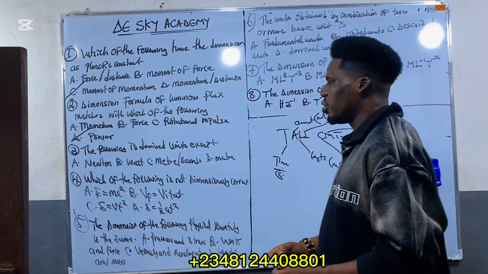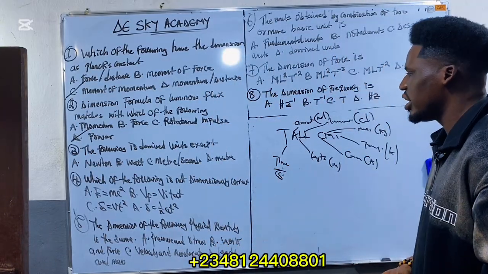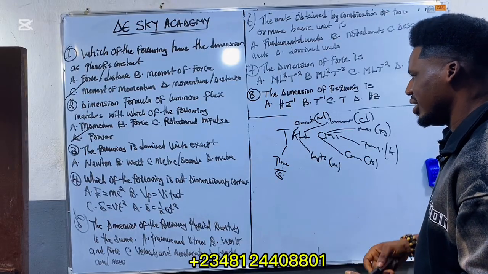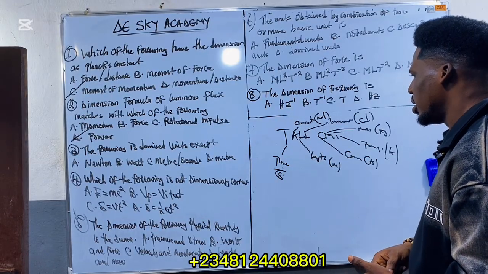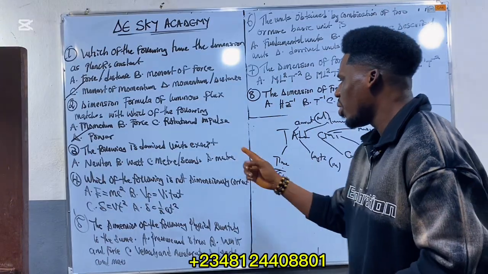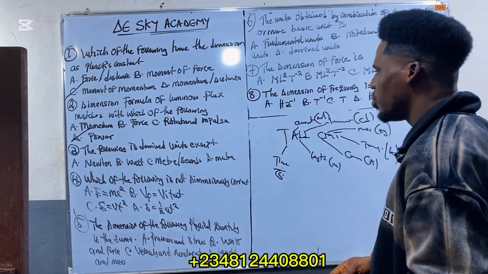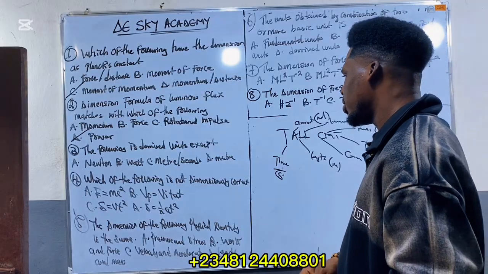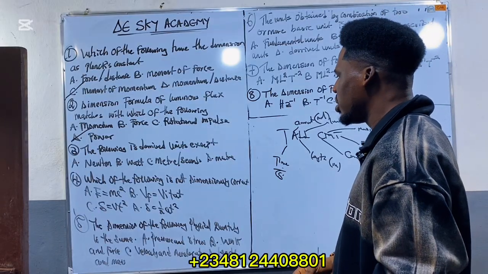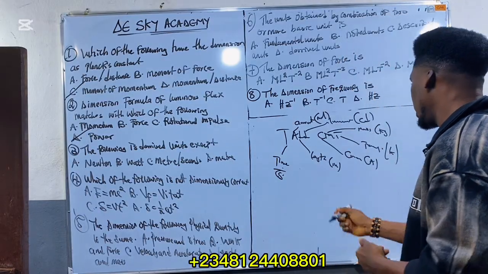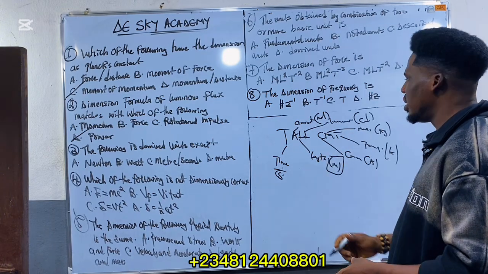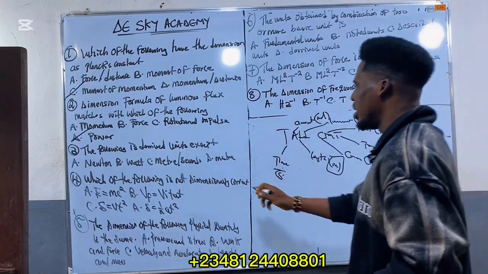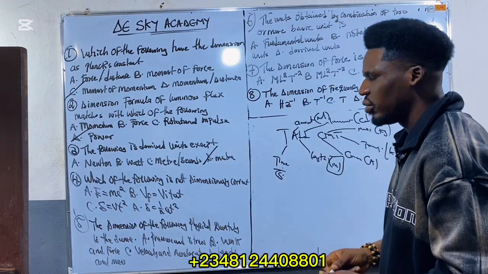Back to the question: the following is a derived unit except. Newton is a derived unit, the unit of force. Watt is also a derived unit, the unit of power. Meter per second is also a derived unit, the unit of velocity. Meter is the unit of length, and length is a fundamental quantity. So the correct answer there is option D.